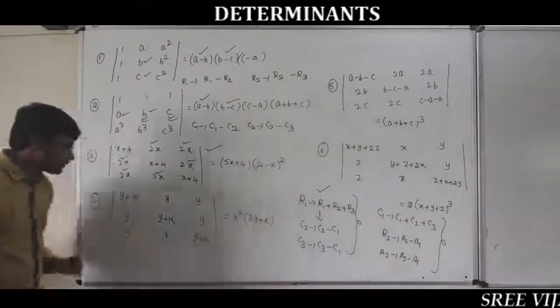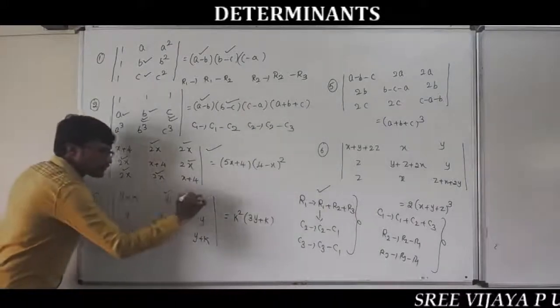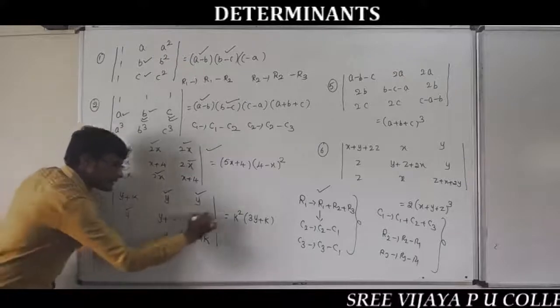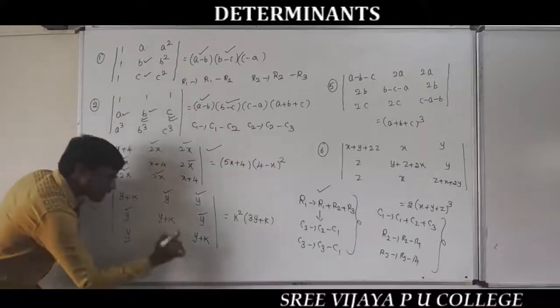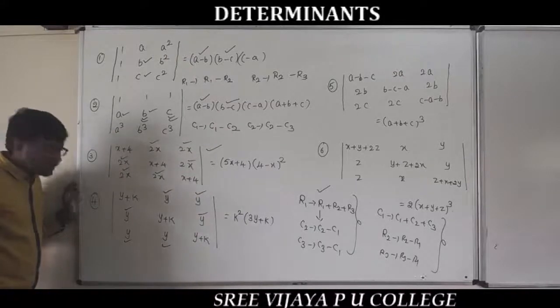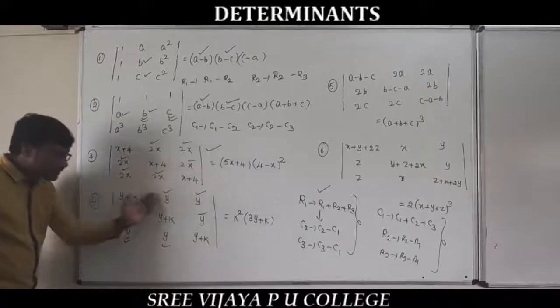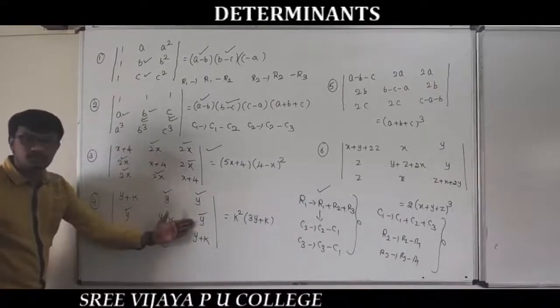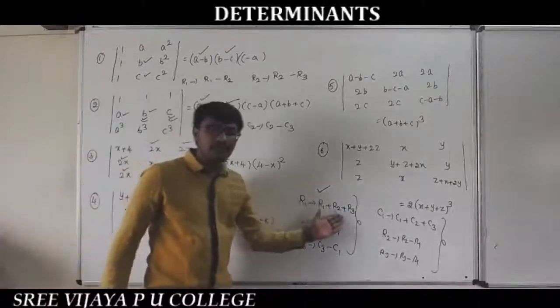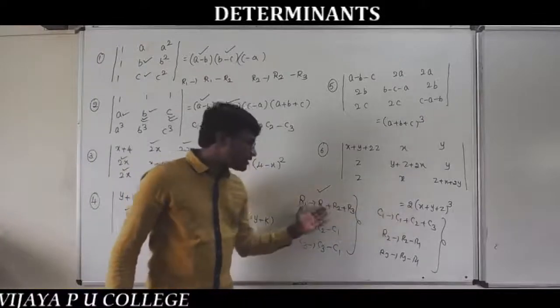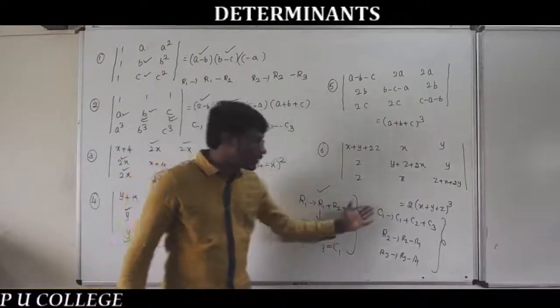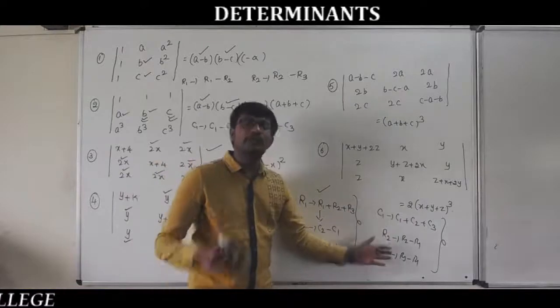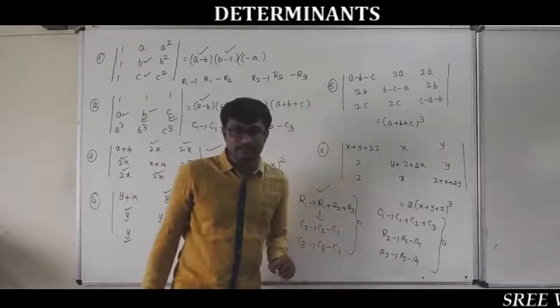See here also. In the first row, two elements are same. Second row, two elements are same. Third row, two elements are same. Column 1 also two elements, column 2 also two elements, column 3 also two elements. You can apply R1 or you can apply C1. If you apply this one, this is okay. If you apply this one, this also will work. If you apply it, the problem will be easier.